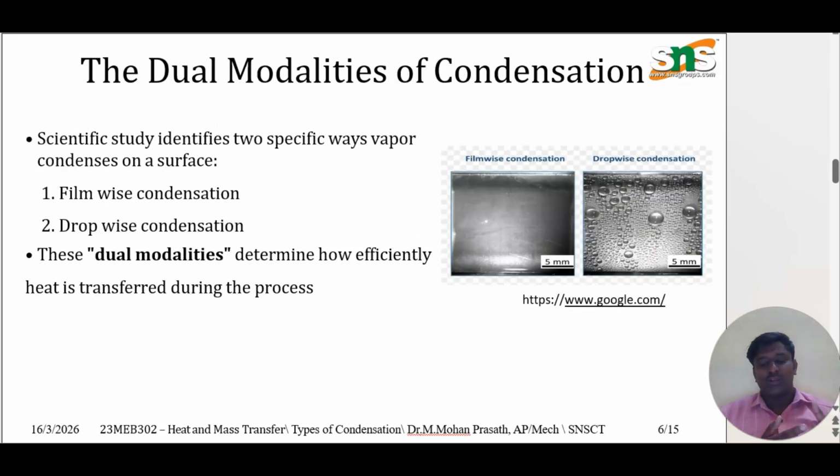Next, the dual modalities of condensation. The scientific study clearly identifies two specific ways in which water vapor condenses on surfaces. The first one is film-based condensation, and the other type is drop-based condensation. These dual modalities determine how efficiently heat is transferred in the condensation process.